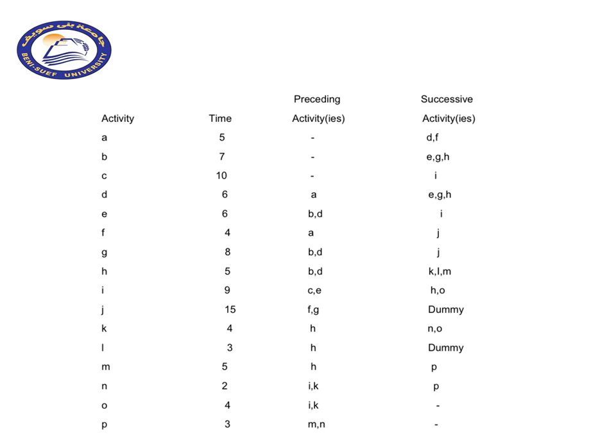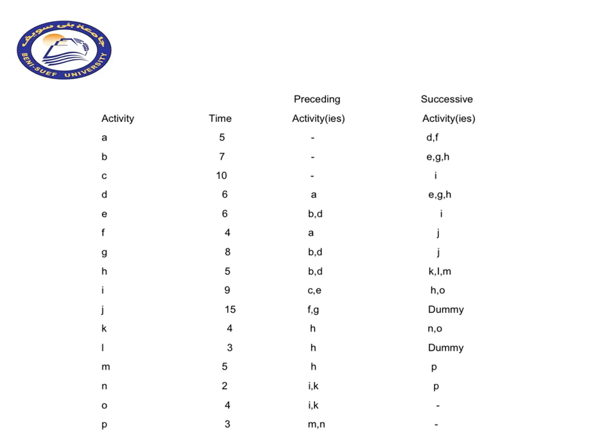Then you will find activity D is waiting for activity A to be completed, and activities F, G, and H are waiting for activity A to finish in order for them to start. Activity E takes 6 periods of time and will not begin unless activities B and D are completely finished. And the successive activity will be I, which is going to start immediately after activity E is finished.